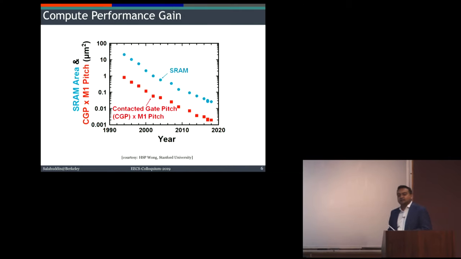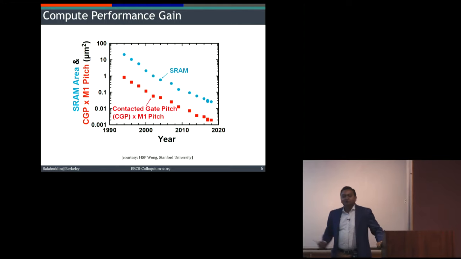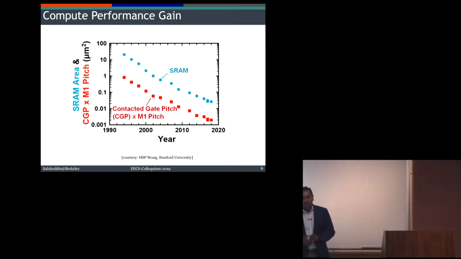You look at the SRAM cell size over the years, it's continuing to go down, right? If you talk about Moore's law, some people will say Moore's law died in 2005. Some others will say Moore's law will be dead in the next 3 years. Moore's law is always dying, except that the SRAM cell size is actually going down in a log scale all the time. So this, for a technologist, is actually the advance, because what this is doing is giving you a lot of memory in the same area.